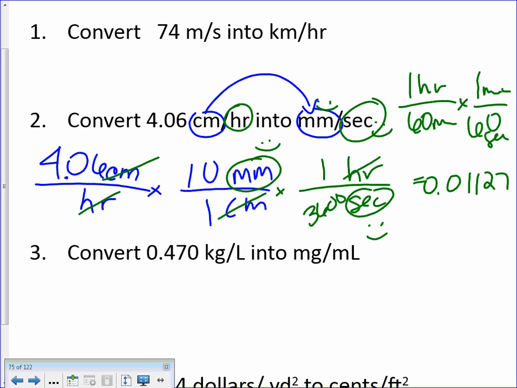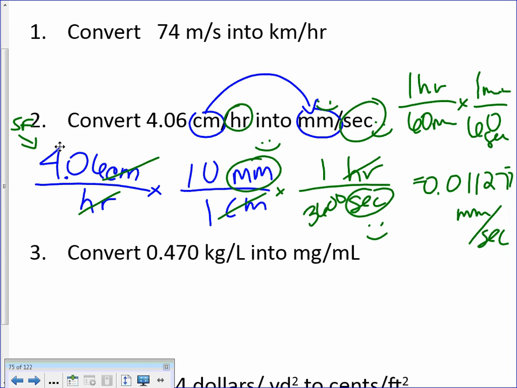0.01127. Okay. Millimeters per second. And how many sig figs should I have? For anything that's using metric conversions, or like our time here, I want you guys to stick with the sig figs that I give you, and that's going to actually be a lot easier.